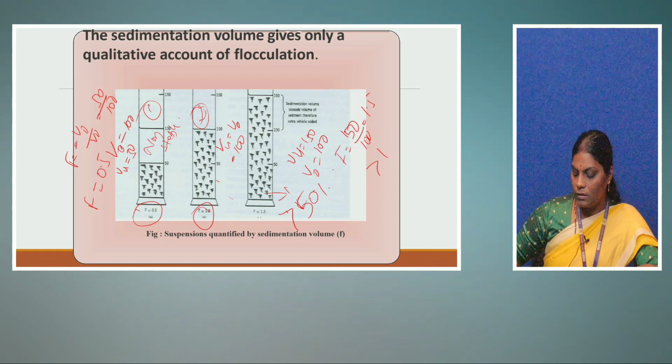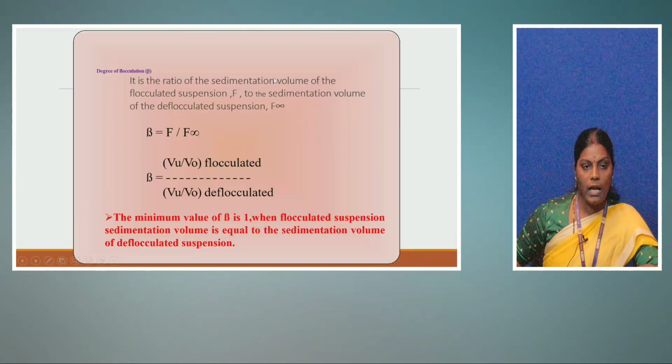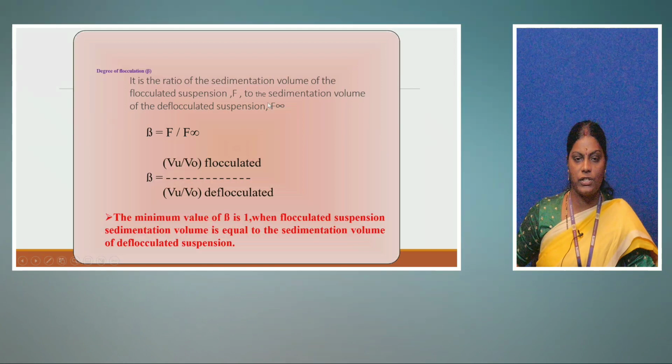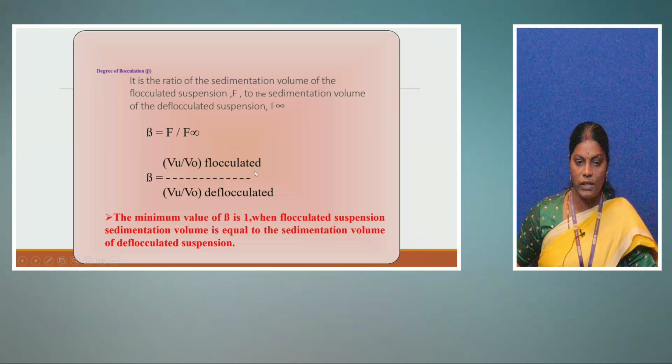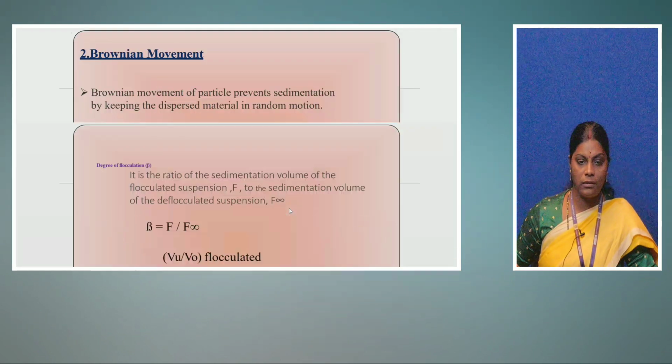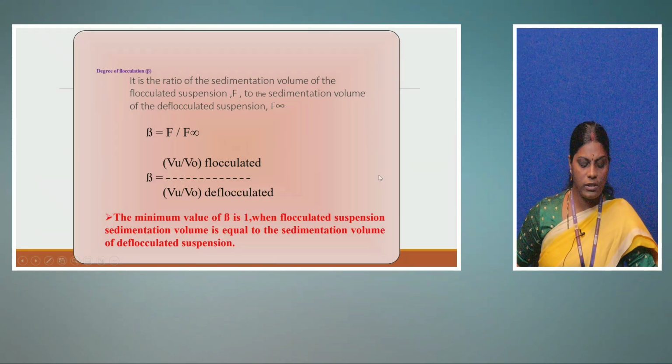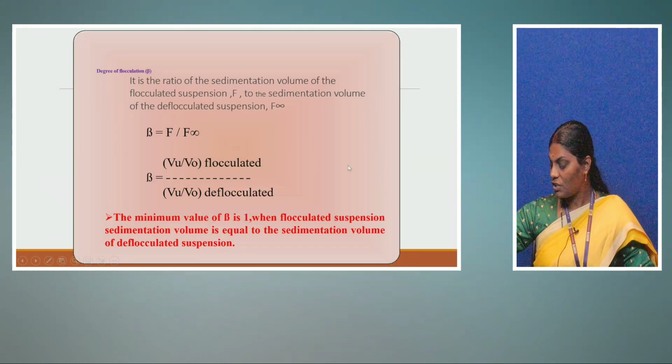Clear? And the second parameter considered is the degree of flocculation. It is the ratio of the sedimentation volume of the flocculated suspension to the sedimentation volume of the deflocculated suspension. Beta is equal to Vu by V naught of the flocculated suspension divided by Vu by V naught of the deflocculated suspension. The beta value will always be more than 1 generally. This is about sedimentation parameters.